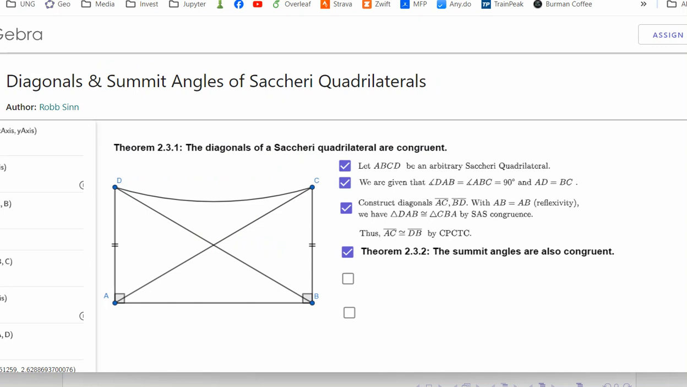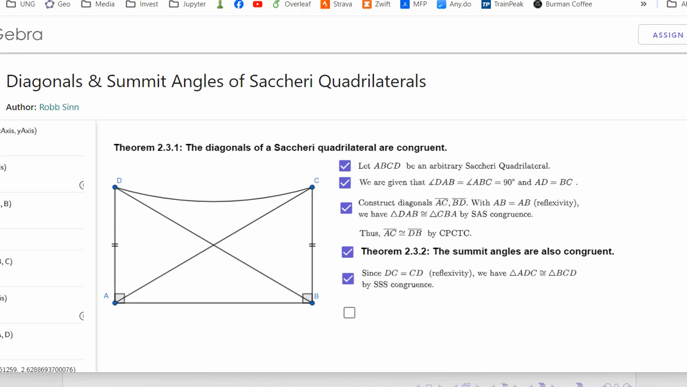We're trying to prove that the summit angles are also congruent, and we have that line segment DC is congruent to itself by reflexivity. We still have that the legs of the Saccheri quadrilateral are congruent, and we also have that the diagonals are congruent. We just proved that, right? And if you think about that, then we get that triangle ADC is congruent to triangle BCD.